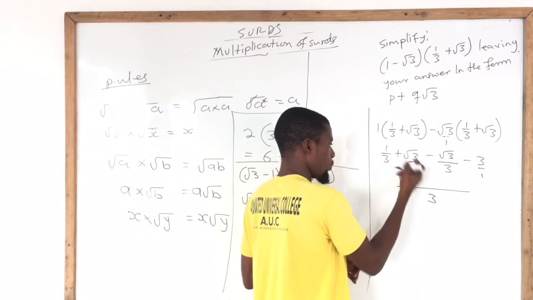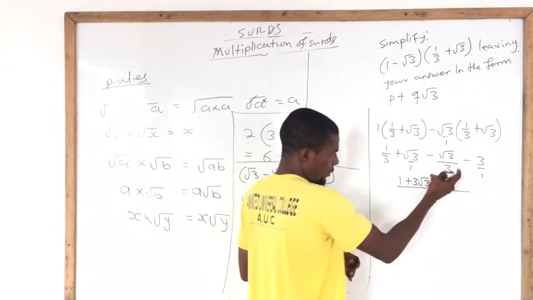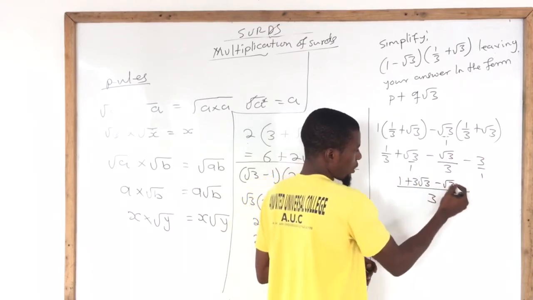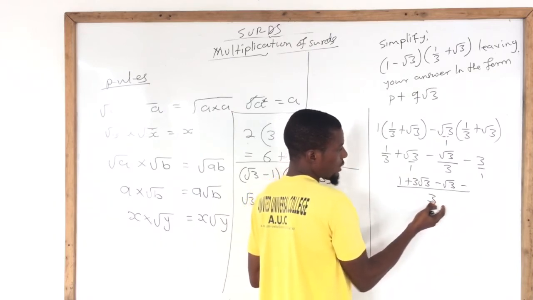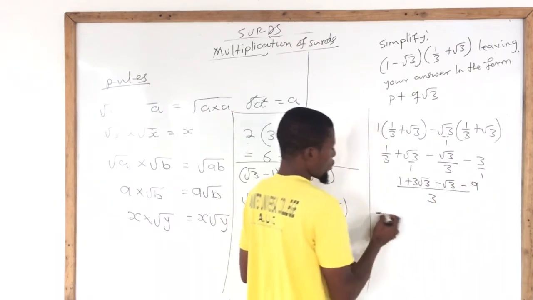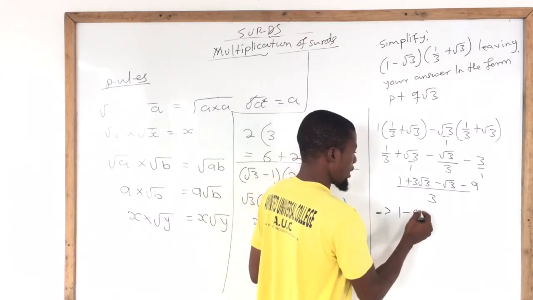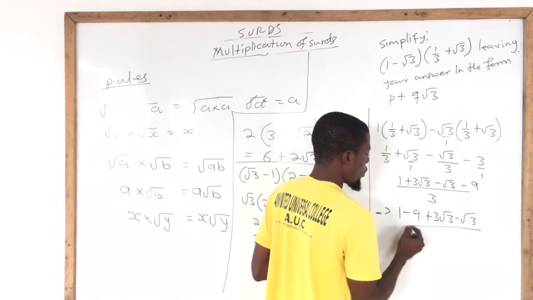3. 3 times root 3 will give me 3 root 3. 3 goes into 3, that is 1. 1 times root 3 is going to give me root 3. Minus 1 goes into 3, 3 times 3 is going to give me 9. So at the end, I have grouping like terms. I have 1 minus 9 plus 3 root 3 minus root 3, all on 3.